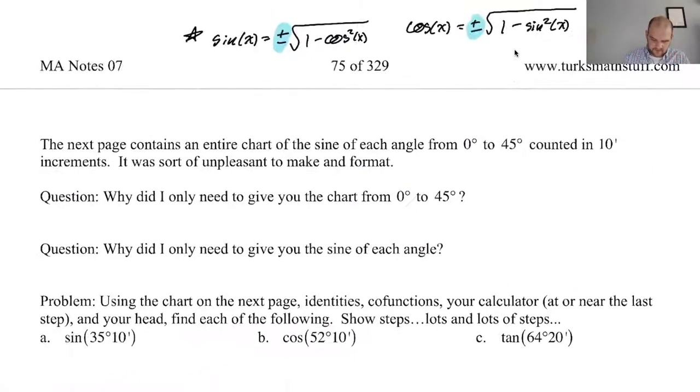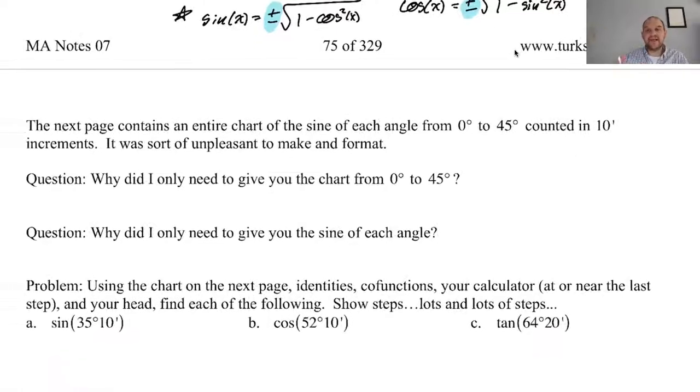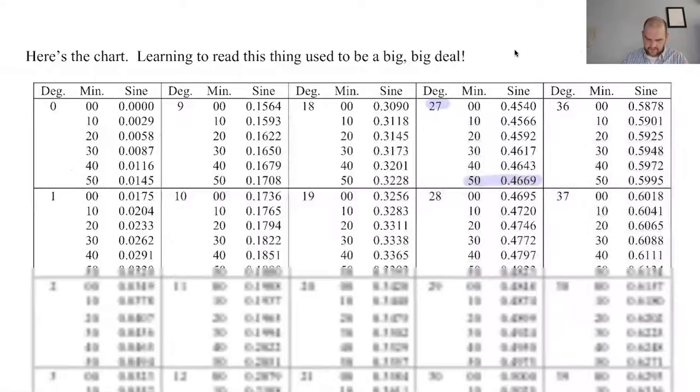Additionally, there's some weird things we can do. The next page, not this page, the next page, which I'm going to jump to in a second, is an insane chart that you can use to find the sine, only the sine, of anything between 0 and 45 degrees in 10-minute increments. Let me jump to that. So jump. Here we go.